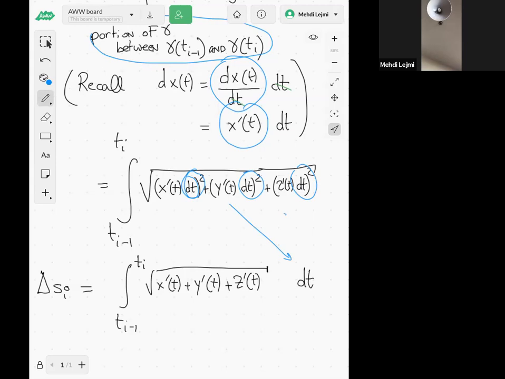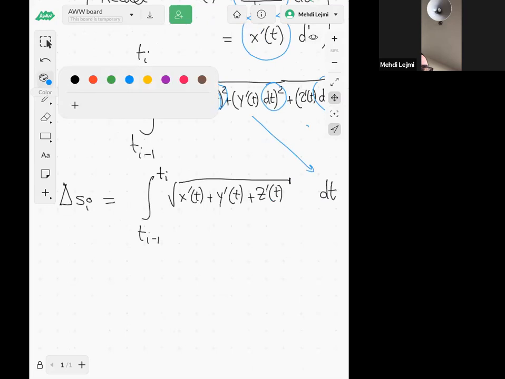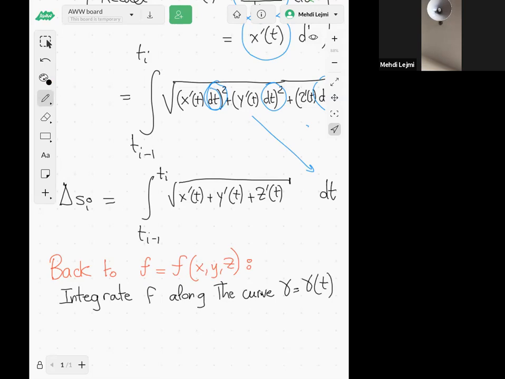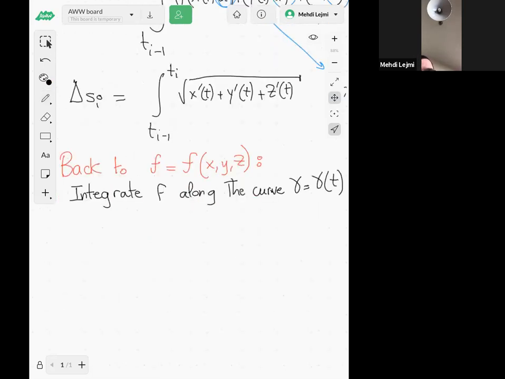Now, this is just the arc length, so I'm going to come back to my function f. Remember, I have this function f of 3 variables, and the goal was to integrate f along my path, or my curve, gamma of t. So we know exactly the arc length.